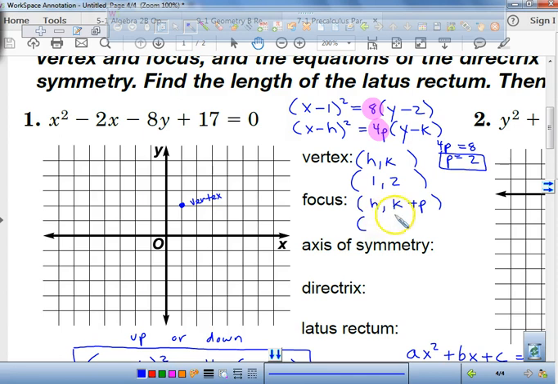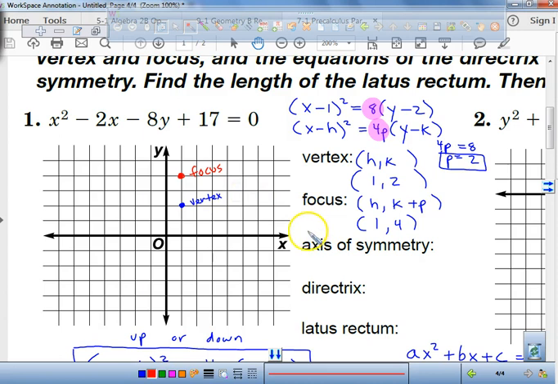Add the k and the p together. So what's our h value still? 1. What's the k value? 2. What's the p value? 2. What's 2 plus 2? 4. There's your focus. So right here, I'm going to label that the focus.